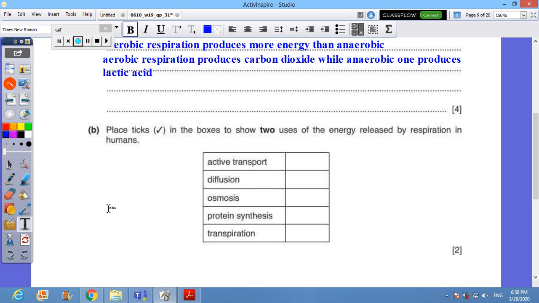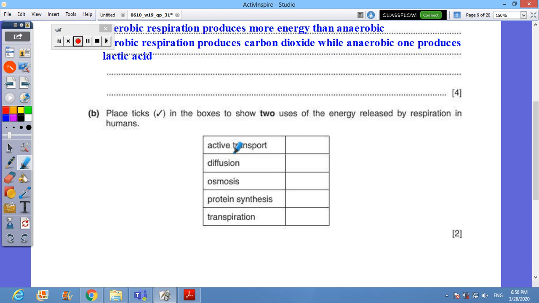Anyways, when we go to the next part, which is place a tick in the boxes to show 2 uses, just 2, of the energy released by respiration in humans. And the question is granted 2 marks, so it doesn't make a sense that you take 3 of them or just 1 of them. And again, if you take 1 correct, you take 1 mark. If you take 1 correct and 1 wrong, you may lose the mark. Or he may ignore it, it's up to the examiner. Active transport, yes, this is correct. What else? Protein synthesis as well. So I have 2 uses of energy in the body.